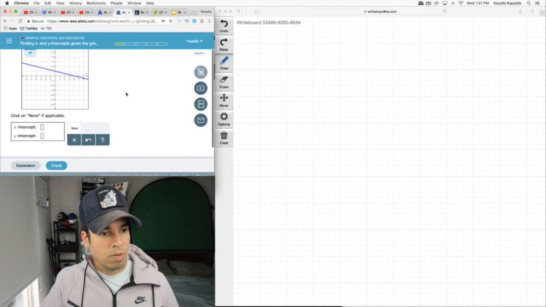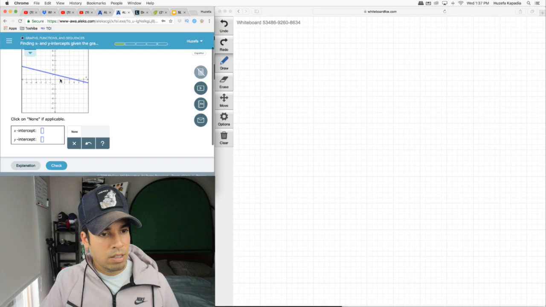All right, here we go. X-intercept, where does it hit the x-axis? Right over here at 4. Y-intercept, where does it hit the y-axis? Right over here at 1. That none box is there in case it doesn't ever hit one of the axes.